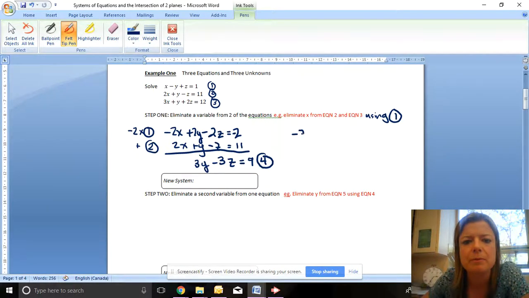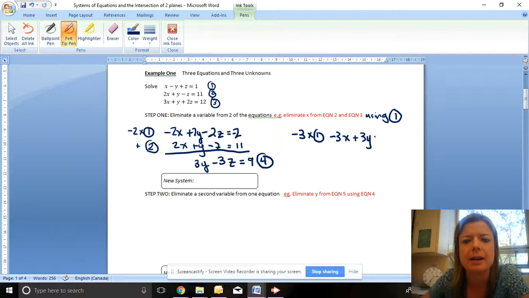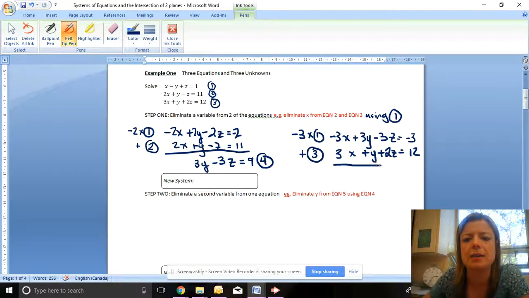Okay, I'm going to do something similar then with equation 3. So now I have to multiply equation 1 by -3 so that when added to equation 3, I can eliminate the x. So -3x plus 3y minus 3z equals -3. And I'm going to add that to equation 3, which is 3x plus y plus 2z equals 12. And now I'm going to add them together. Notice the x's eliminate. So I get 4y minus z equals 9. And I'm going to call that equation 5.